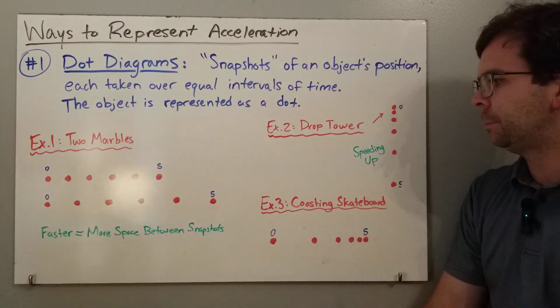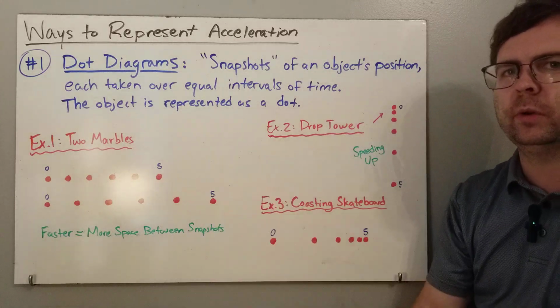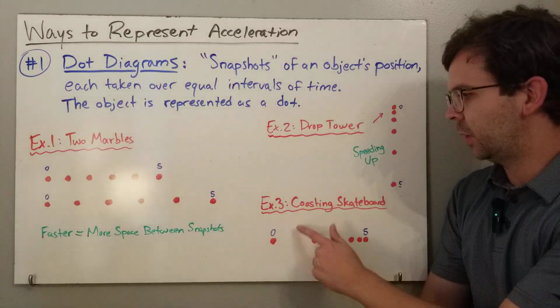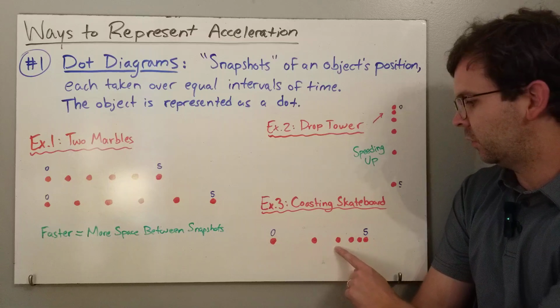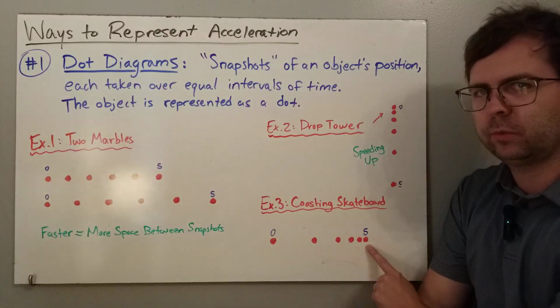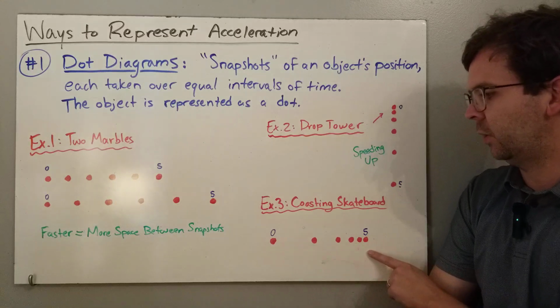This is speeding up. And then let's say you have a skateboard that's just coasting on its own down the sidewalk. This is example 3. It starts out going fast, but then friction slows it down, slower, slower, slower, and then it comes to a stop here at 5 seconds. And so this is a slowing down example.